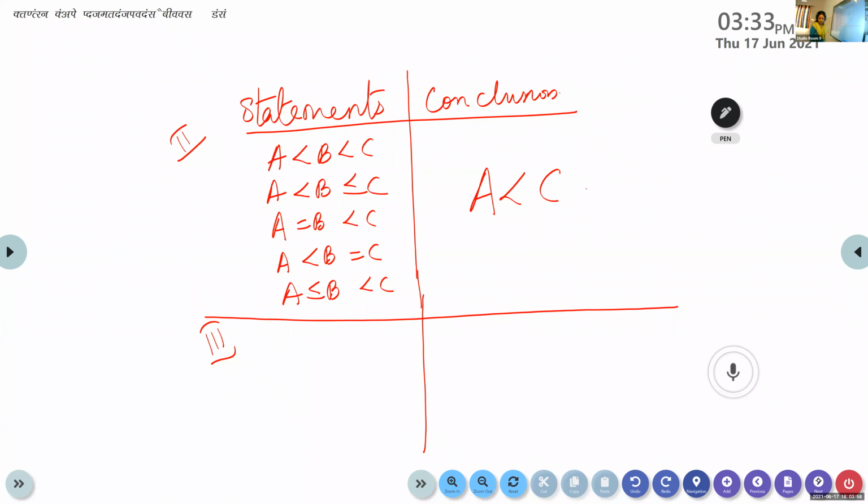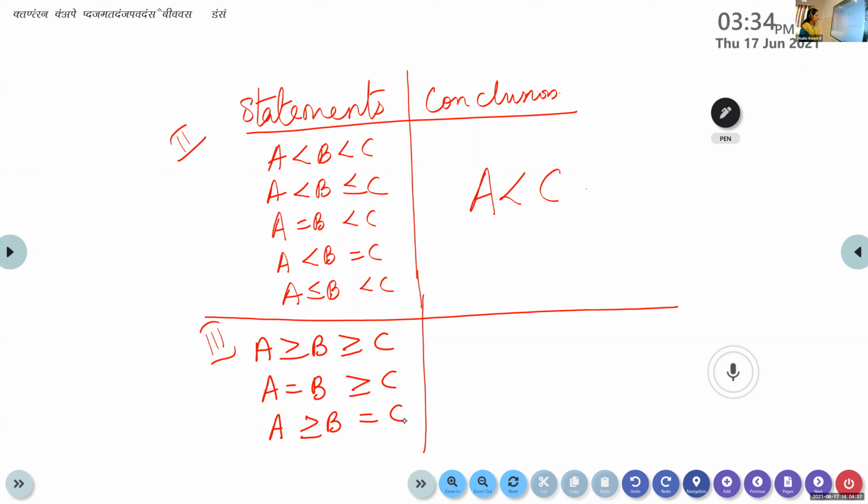Okay, so the third one is A greater than or equal to B greater than or equal to C. A equal to B greater than or equal to C. A greater than or equal to B equal to C. A is greater than or equal to B greater than or equal to C. A equal to B greater than or equal to C. A is greater than or equal to B equal to C. How to do this? What is the relation you can see?